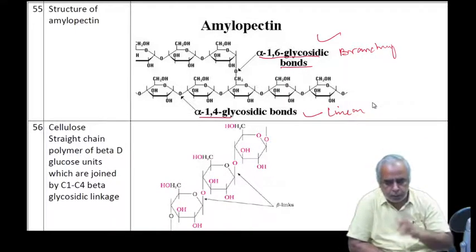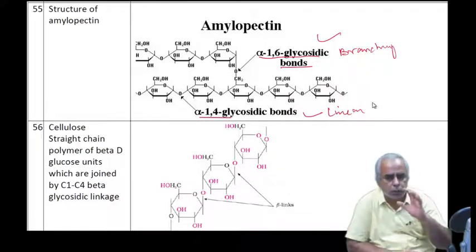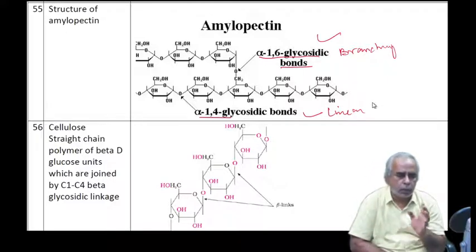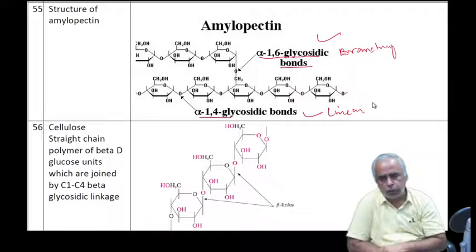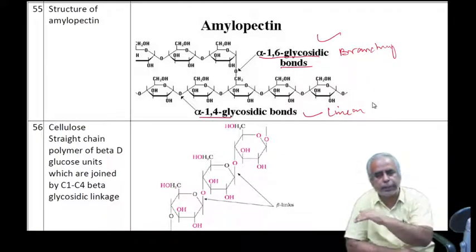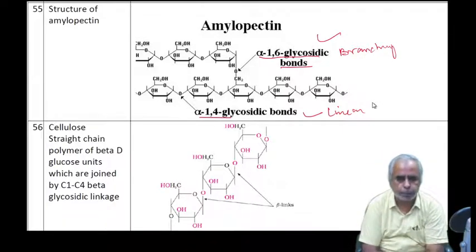So in amylopectin there are two types of glycosidic linkage. One is alpha 1,6 that results in branching, and what about the other one, alpha 1,4? That is also available in amylose. Okay, so that is responsible for the linear linkage, that is alpha 1,4 glycosidic linkage.